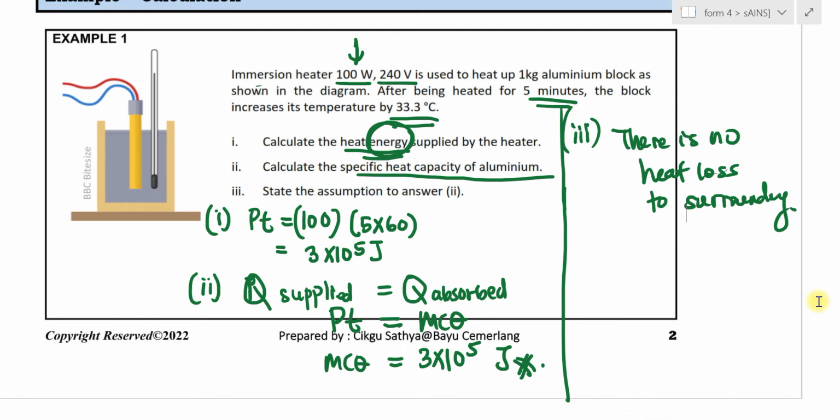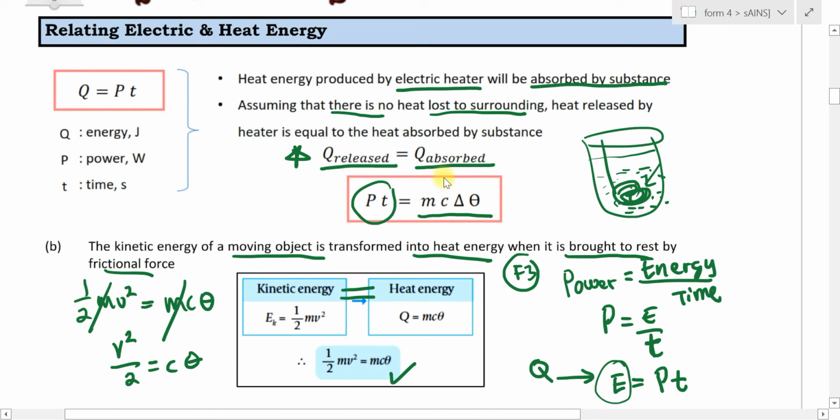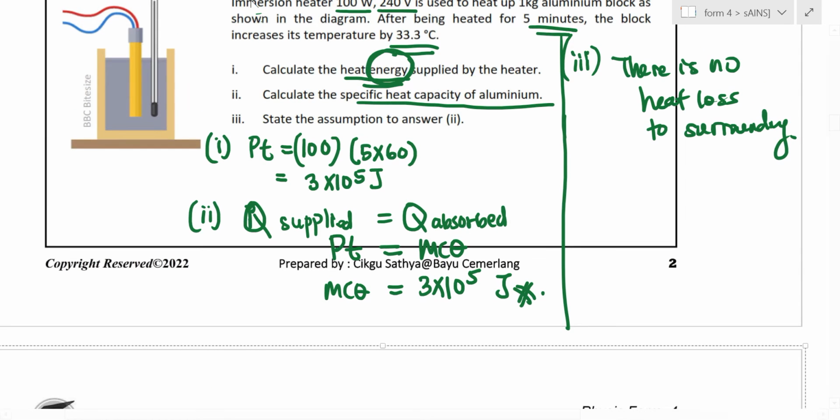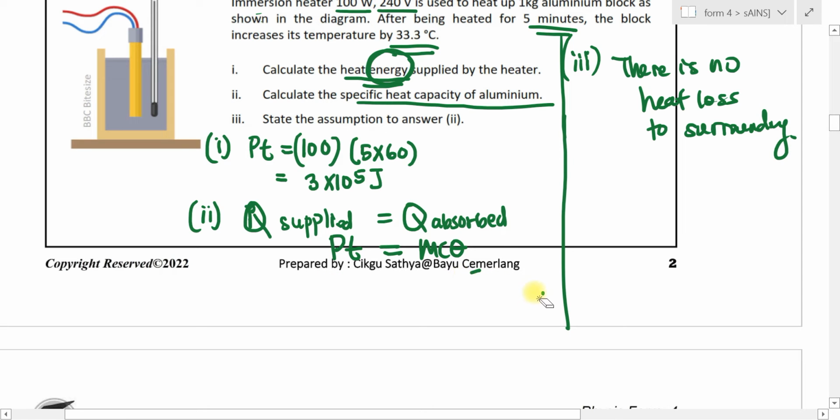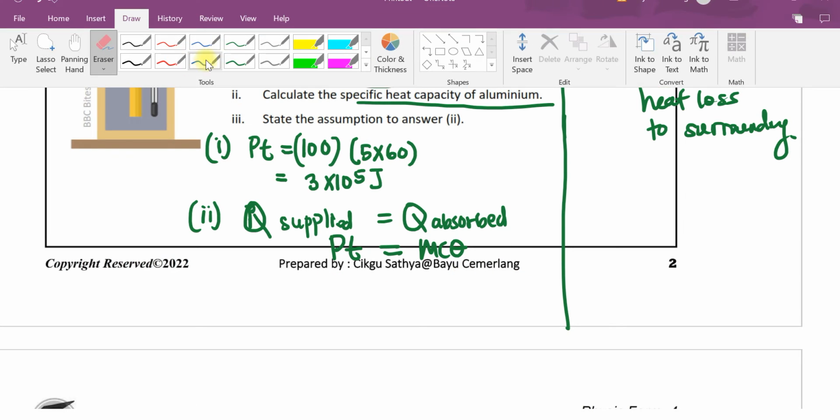For Q absorb, no need to do any working, right? Yeah. If you already find out the PT. Okay, sir. Oh, wait. They are asking specific heat capacity, right? Ha. Yes, yes. Specific heat capacity tu C kan? Ya, saya tersilap baca tu. Okay. Ini Q saja. Okay, betul, betul, betul. Kejap, kejap. Salah ni. Okay, tak apa. Just don't erase everything. Just this part.